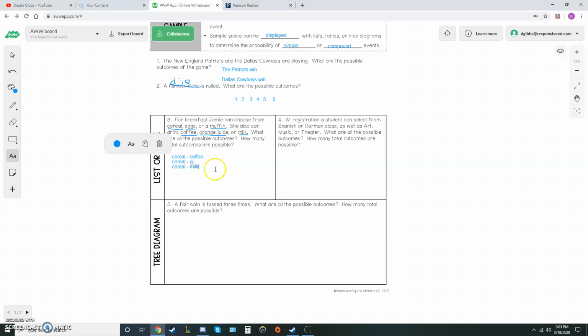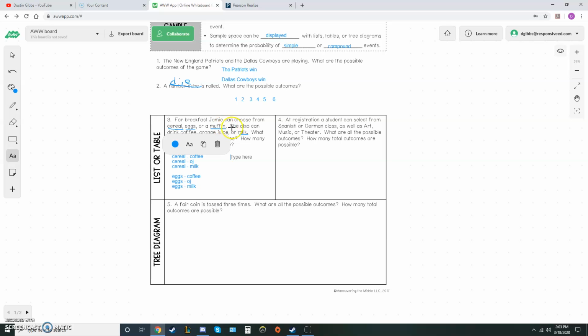Now, if you look at all this, there's no other possibilities because you have to pick one food and then one drink. This is one food with 3 different drinks. If I decided to have eggs instead, again, I could still have coffee as a drink. I could instead have OJ as a drink, or I could have milk as a drink.